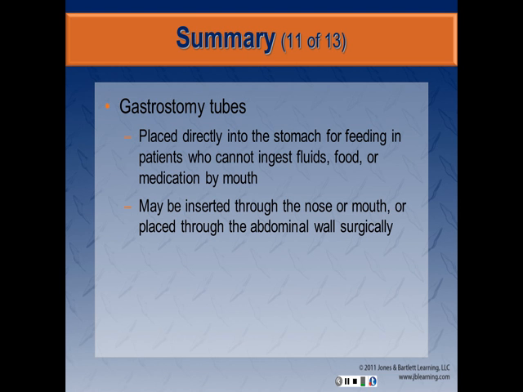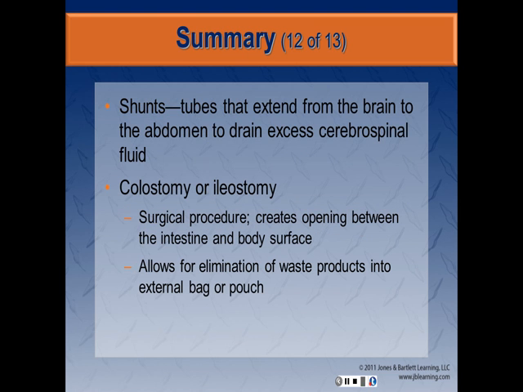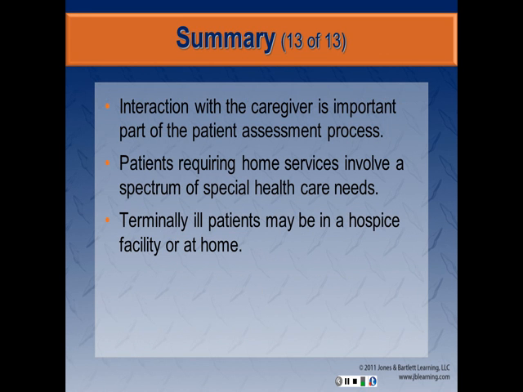or medication by mouth, and they may be inserted through the nose or mouth or placed through the abdominal wall surgically. Shunts are tubes that extend from the brain to the abdomen to drain excess cerebrospinal fluid. Colostomies, or ileostomies, are surgical procedures that create an opening between the small or large intestine and the body's surface, and it allows for elimination of waste products into an external bag or pouch.